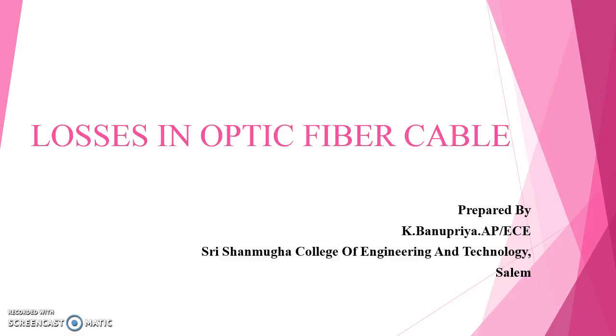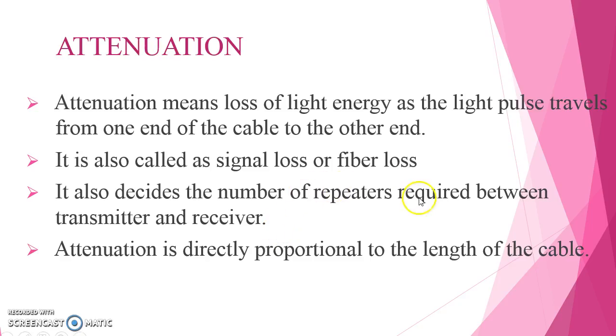Today, we are going to see the topic on losses in optic fiber cable. So before losses, we have to see what is attenuation. Attenuation means loss of light energy as the light pulse travels from one end of the cable to the other end. It is also called as signal loss or fiber loss. It also decides the number of repeaters required between a transmitter and receiver.